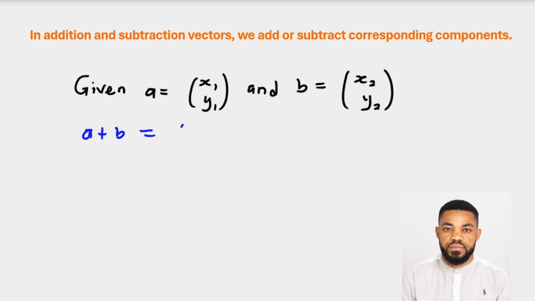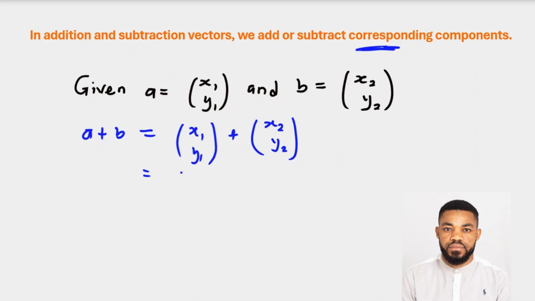So that's going to be x sub 1, y sub 1. The operation is plus, that is addition. So plus the vector B, that is x sub 2, y sub 2. So what do we do? The condition is saying that to be able to add vectors, we have to add corresponding components. Corresponding means they have the same position. So x sub 1 and x sub 2 are occupying the same position. In fact, they are all on top. So we can add the two of them.